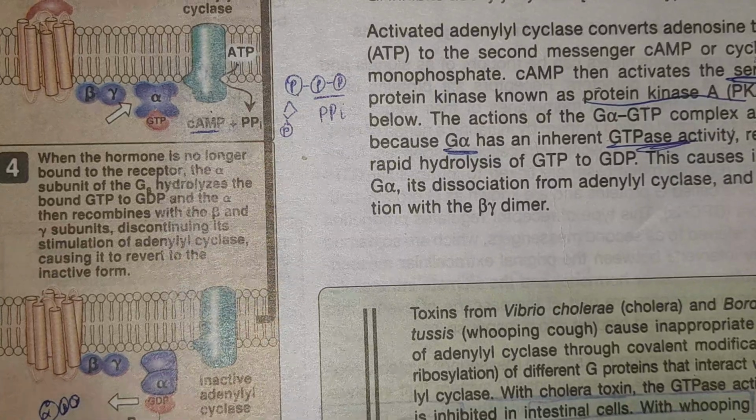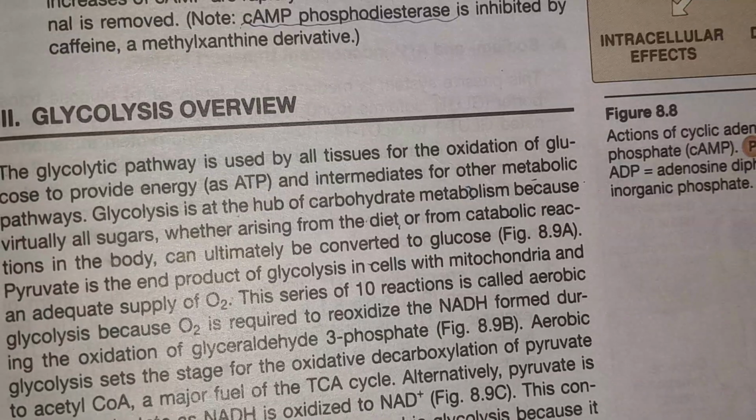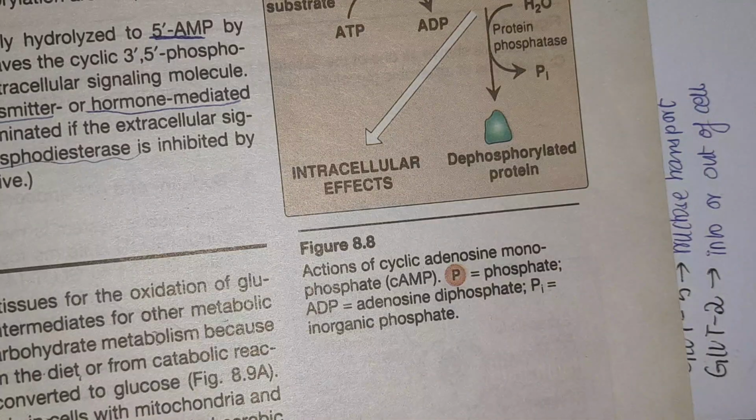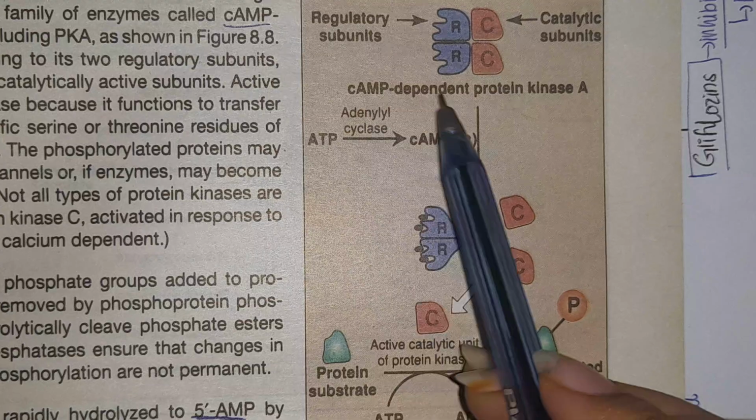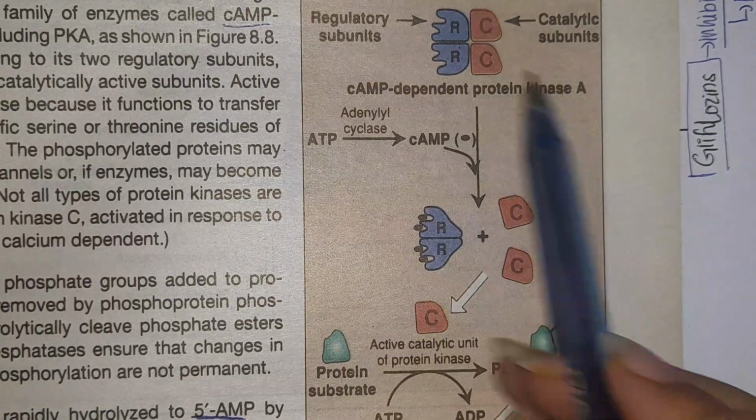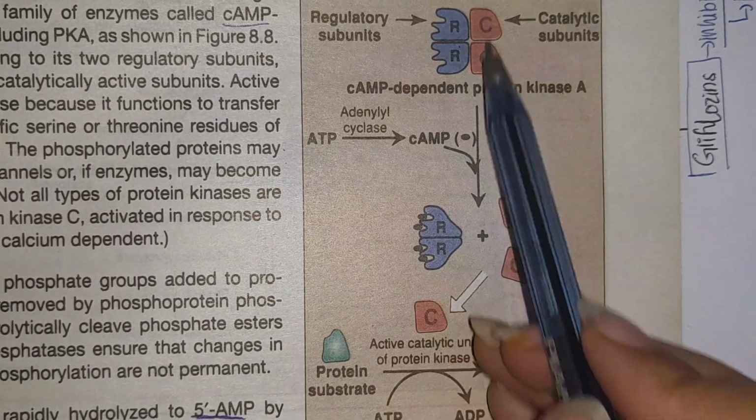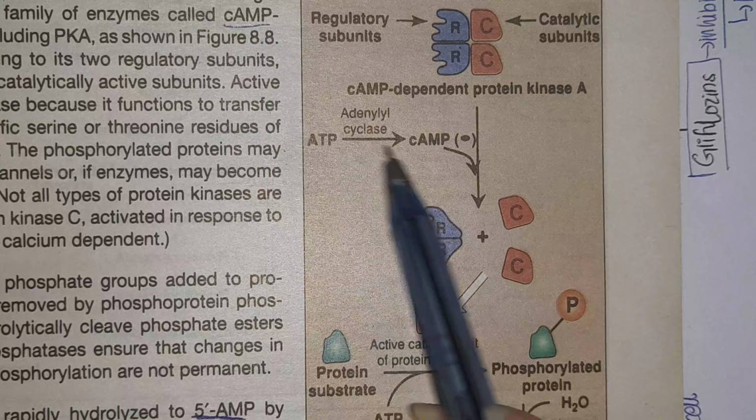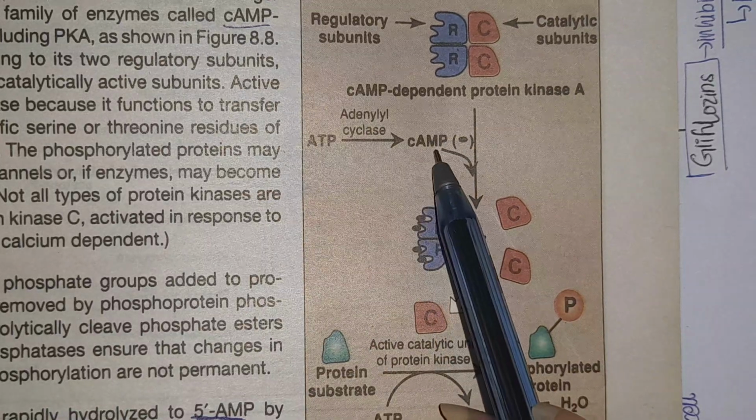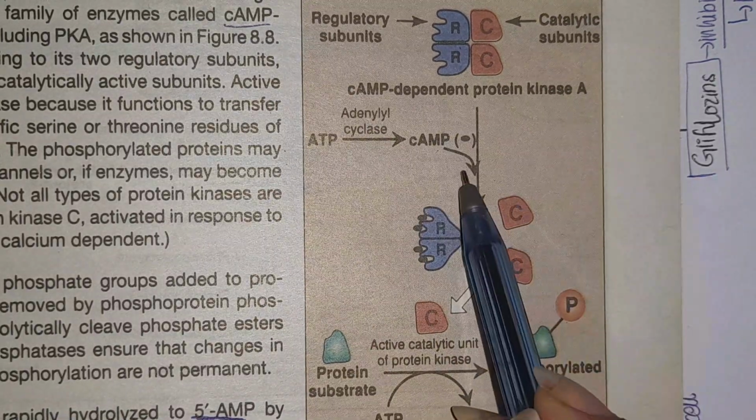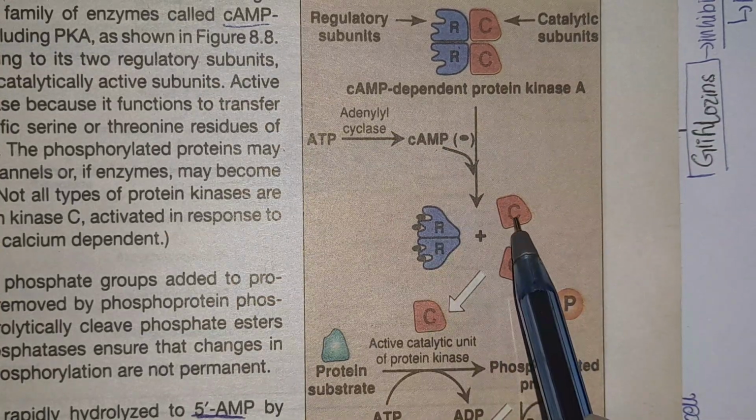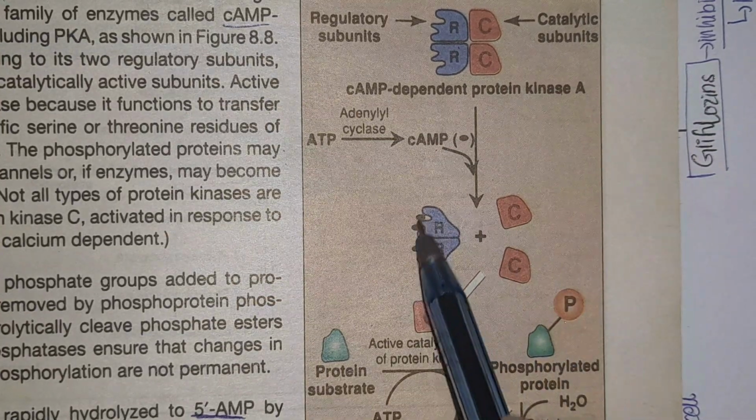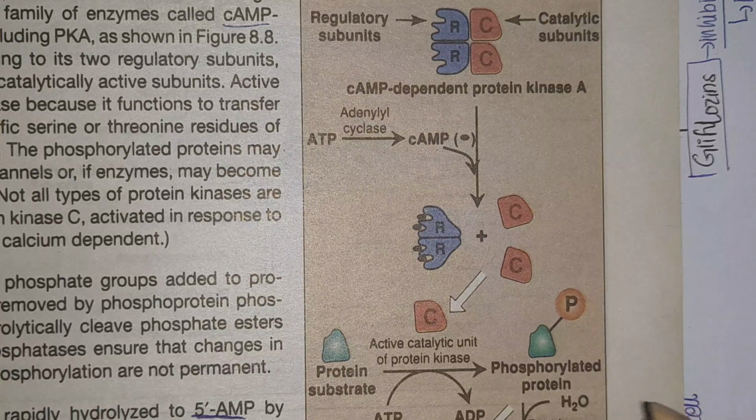This cyclic AMP is going to activate protein kinase A. So if we look at this diagram of the book again, this is our cyclic AMP dependent protein kinase A, which has regulatory subunits and catalytic subunits. As soon as the cyclic AMP produced from adenylyl cyclase comes to this protein, it will separate its regulatory and catalytic subunits by binding to its regulatory subunits.